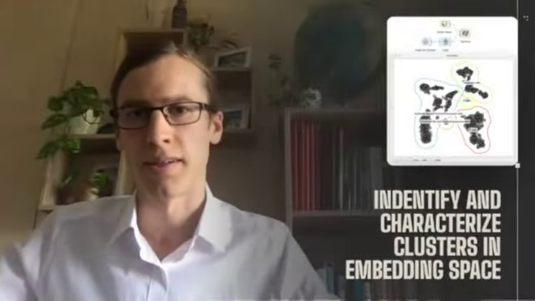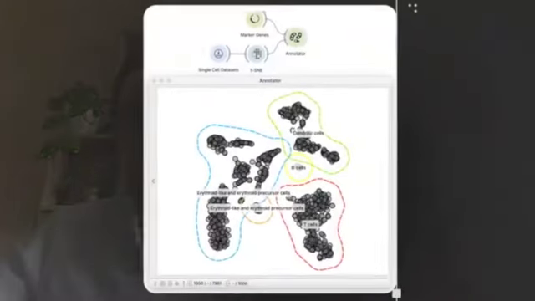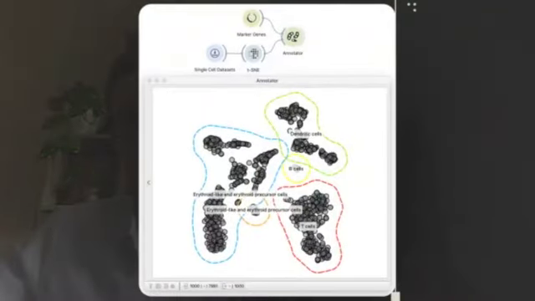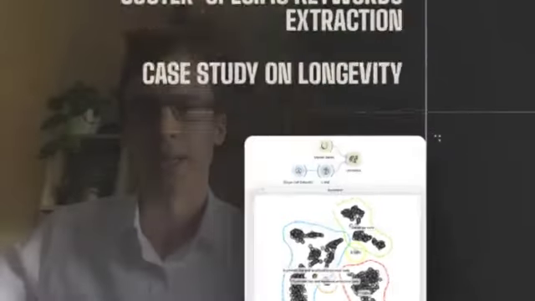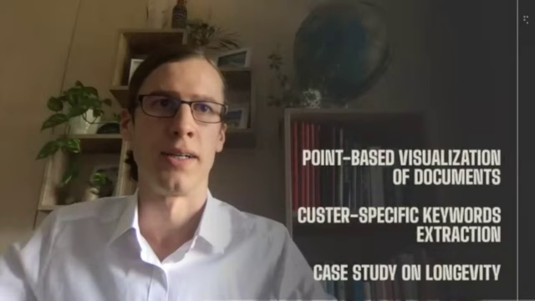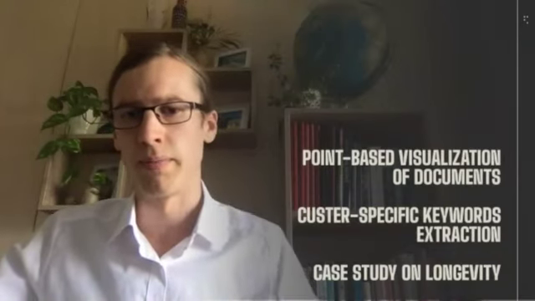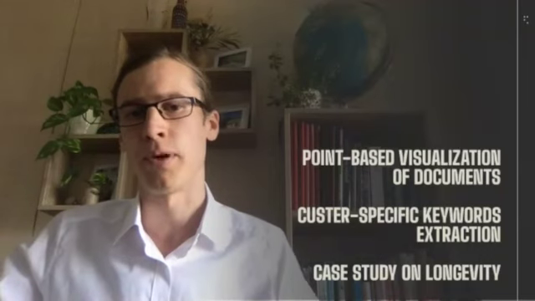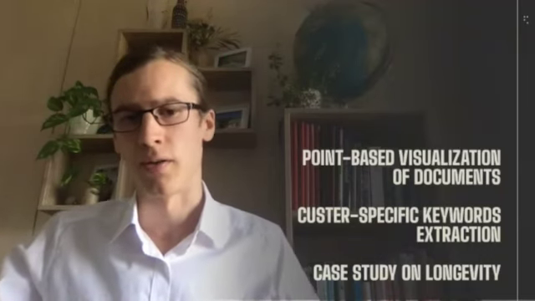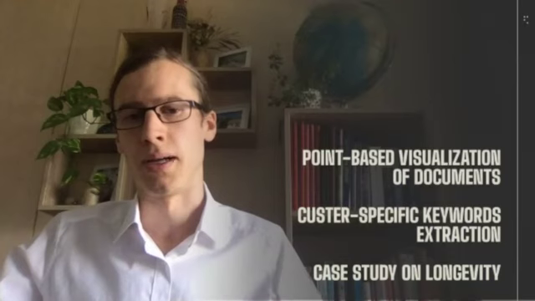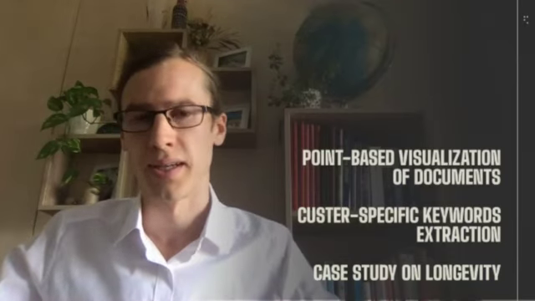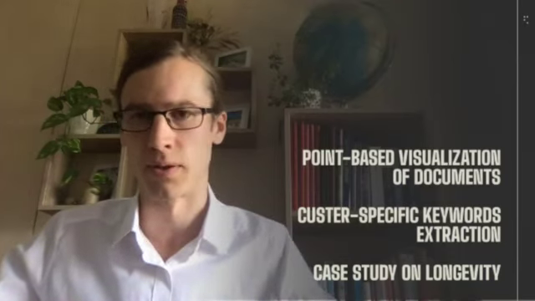The second alternative approach is to identify clusters on the map and mark them with the enriched cell types. In the work presented here, we focus on explaining document maps. We use point-based visualizations of documents and annotate them with cluster-specific keywords.